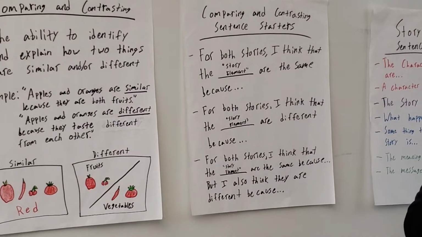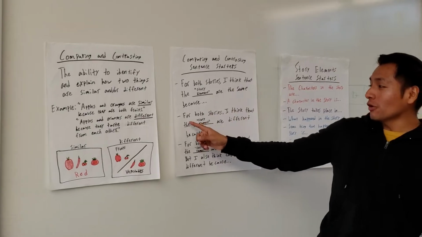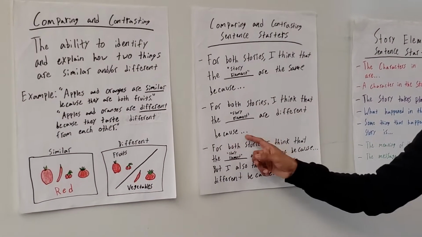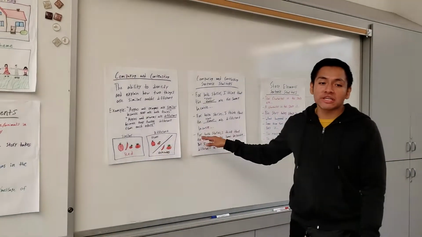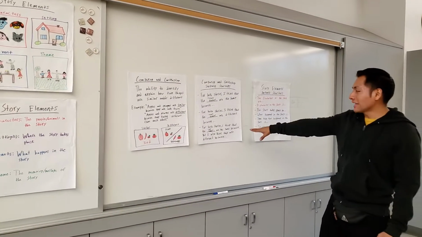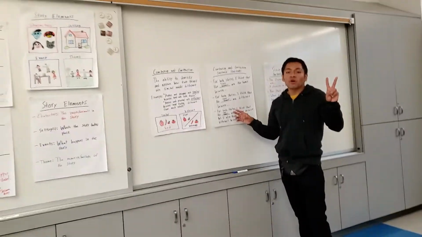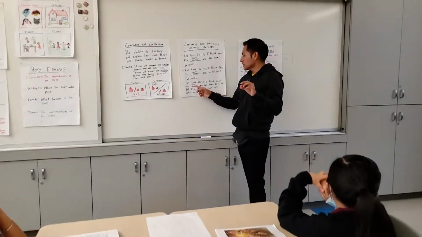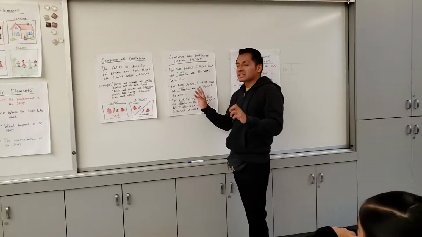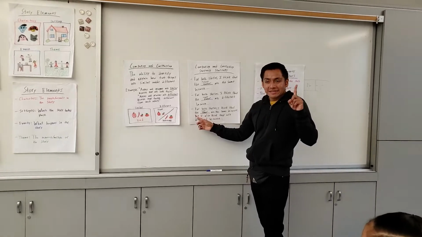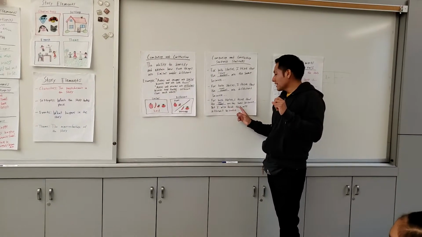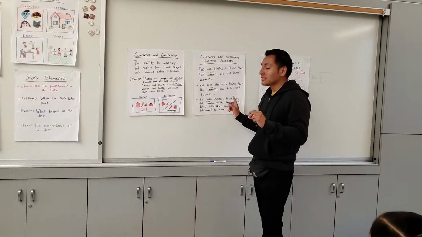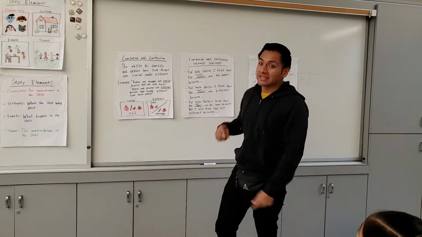In this example I'm using, for both stories, I think that the characters are the same because. Or, for both stories, I think that the characters are different because. And then one last one. This one's tricky, but if you can do this example, that would be amazing because this one takes both similarities and differences. For both stories, I think that the characters, which is a story element, are the same because. But I also think that they are different because. So in this one you're explaining why the characters are the same and why they are different.